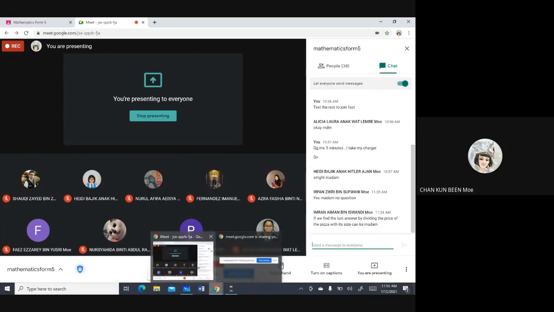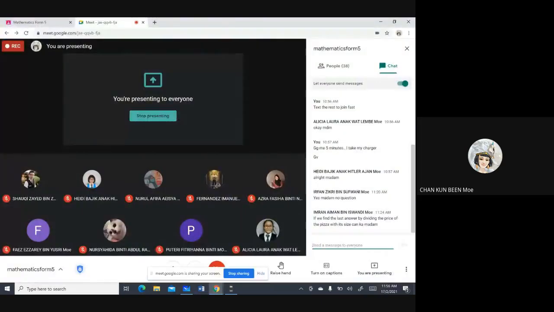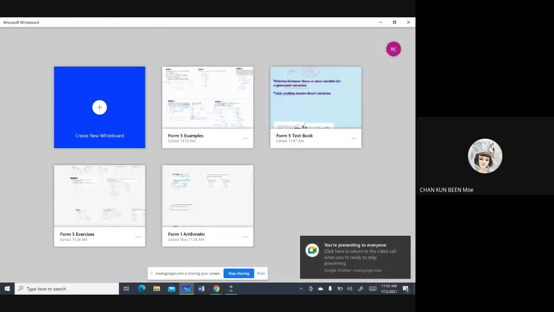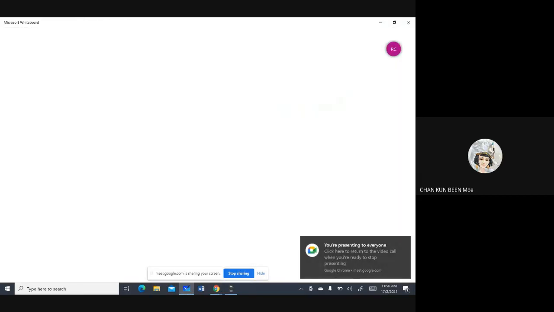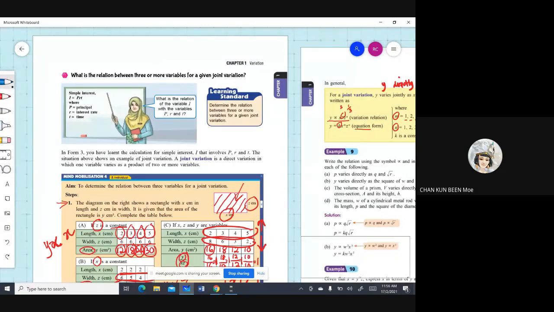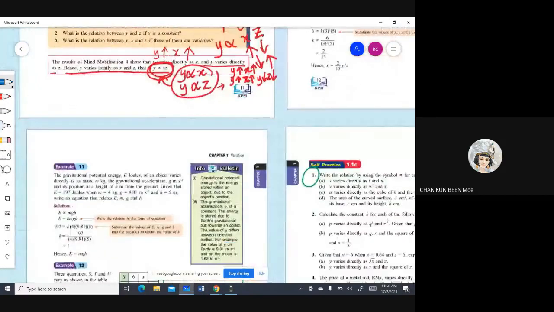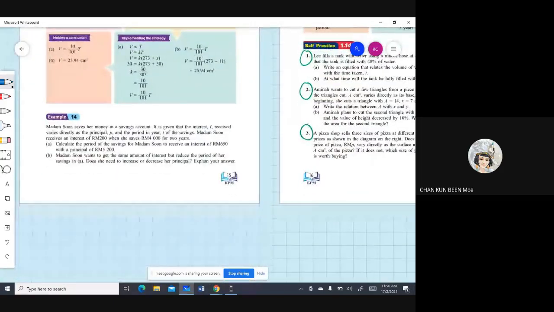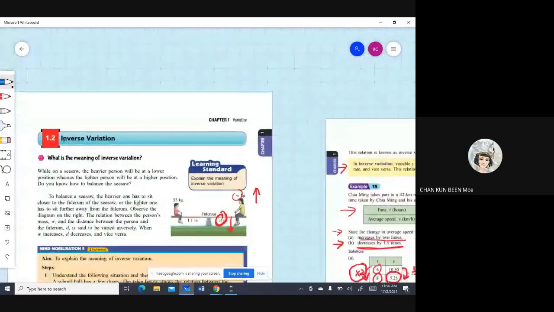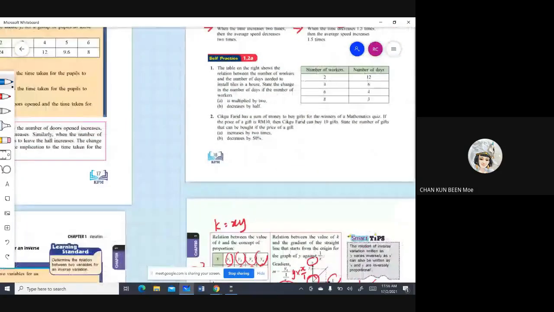Okay, so before I end the lesson, same thing, your homework for you. I'm sure you are having your textbook with you right now, right? So you turn to page 18. Page 18, this is what I want you to do. I just want you to do the self-practice 1.2a on question number 1. 1.2a, this one. Question number 1, do this.